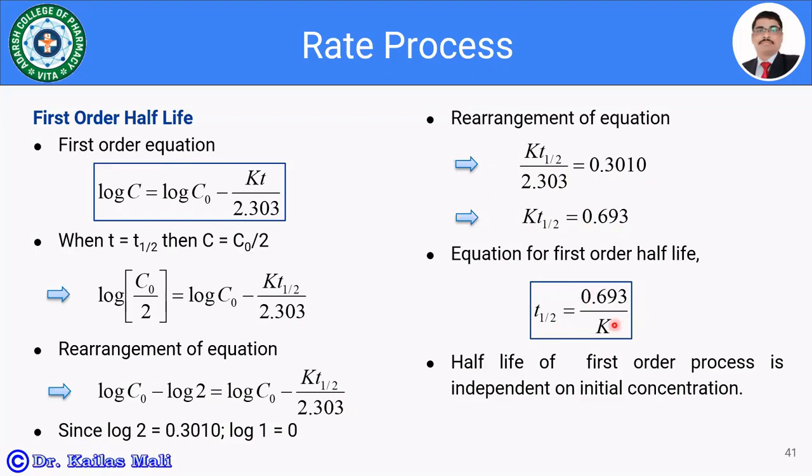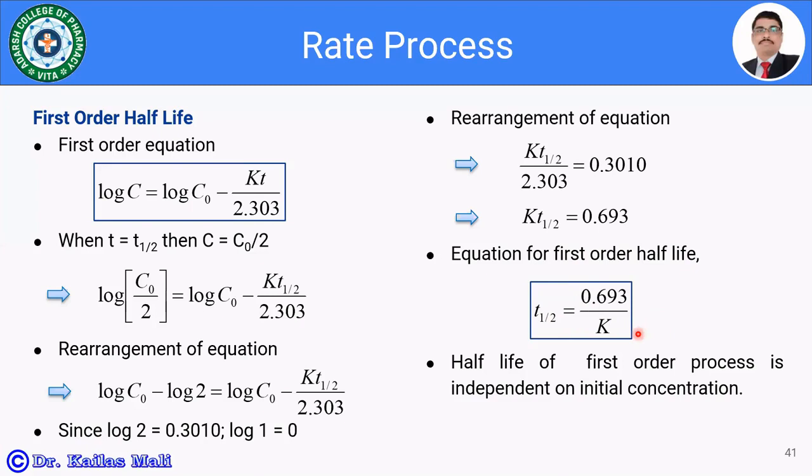By observing this equation, the half-life of a first order process is independent of the initial concentration. In the case of zero order kinetics, the half-life is dependent on the initial concentration. So the final equation, which is widely used to calculate the half-life of a first order process, is t half is equal to 0.693 upon k.